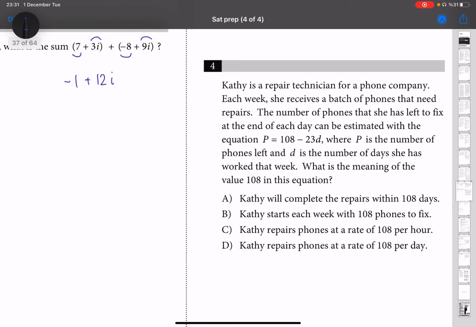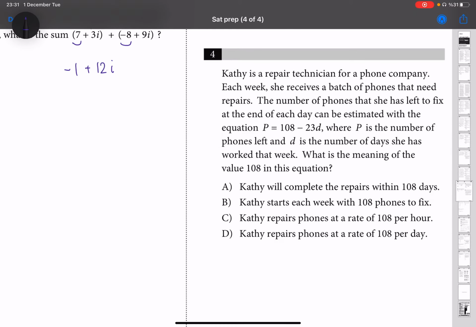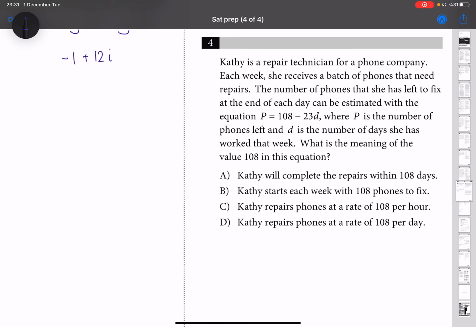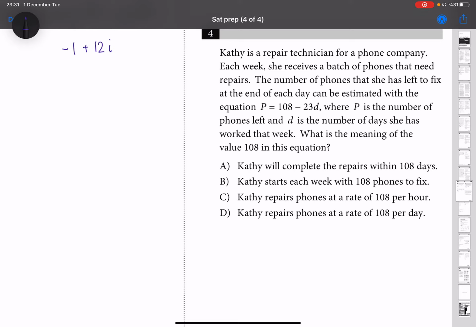Question number 4. Katie is a repair technician for a phone company. Each week she receives a batch of phones that need repairs. The number of phones that she has left to fix at the end of each day can be estimated with the equation P equals 108 minus 23D, where P is the number of phones left and D is the number of days she has worked that week. What is the meaning of the value 108 in this equation?